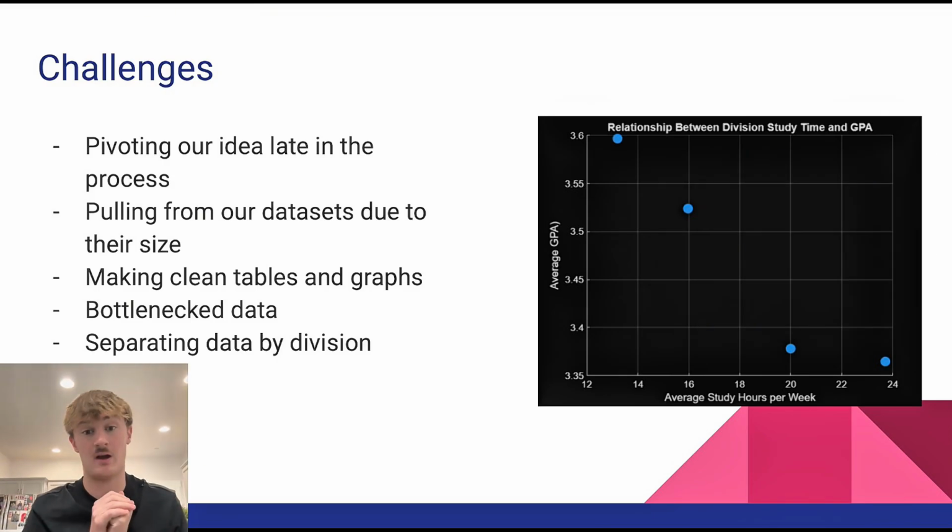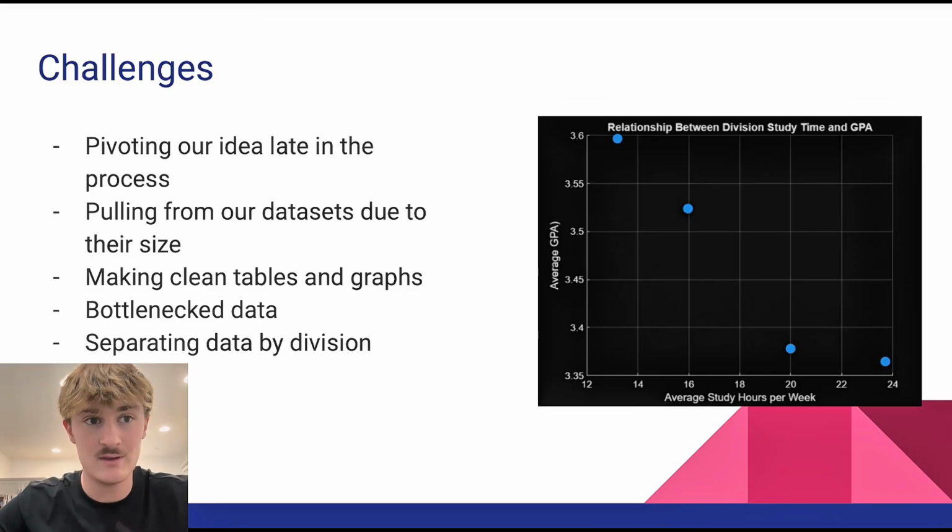So some challenges. Our biggest challenge really was our pivoting late in our process. We had the idea of talking about a certain video game and trying to figure out how money was involved in the game, and it was too much data that we would have to figure out ourselves. And then we transferred to this idea of the GPA curving. And then our big problem was pulling all this data from all these big data sets.